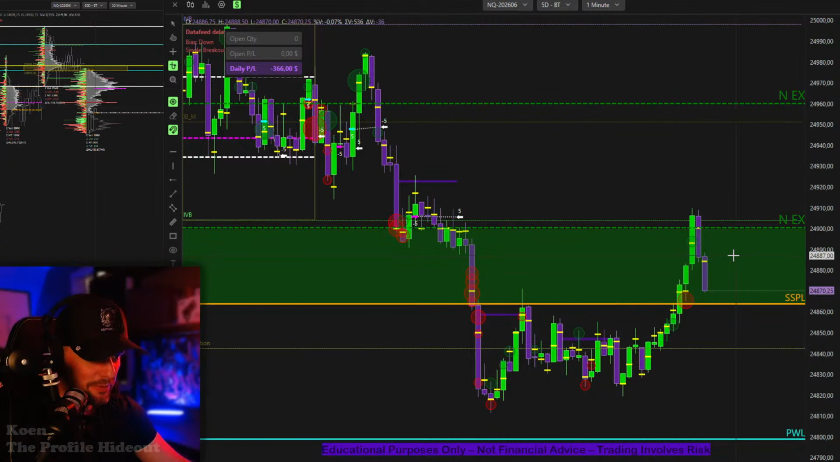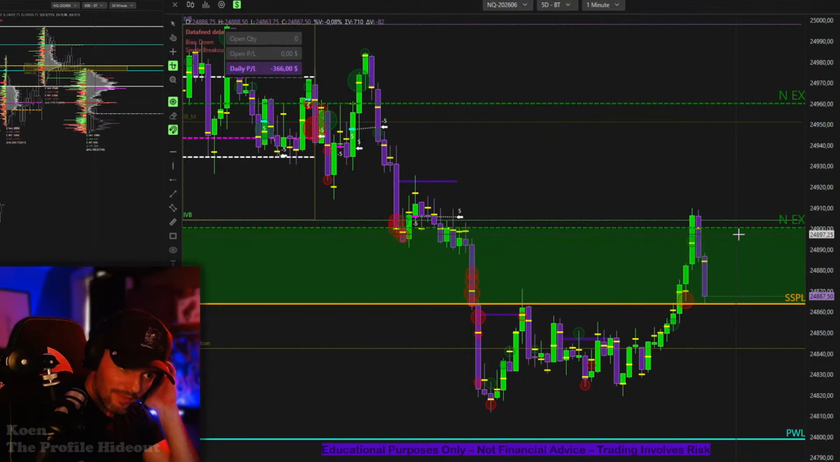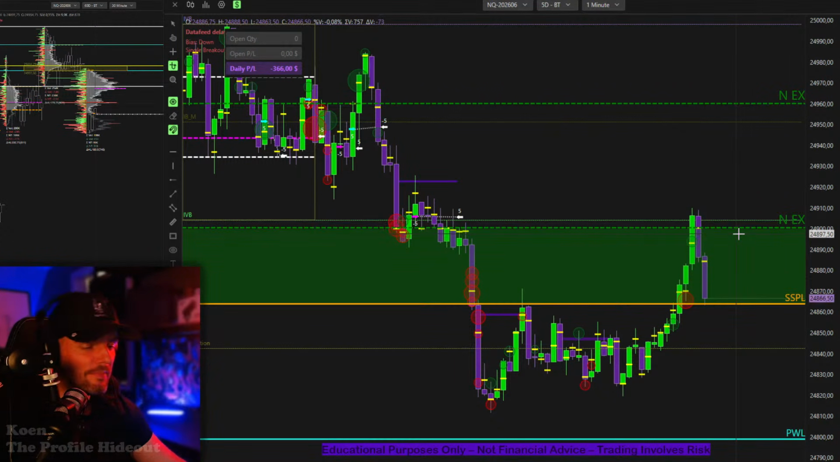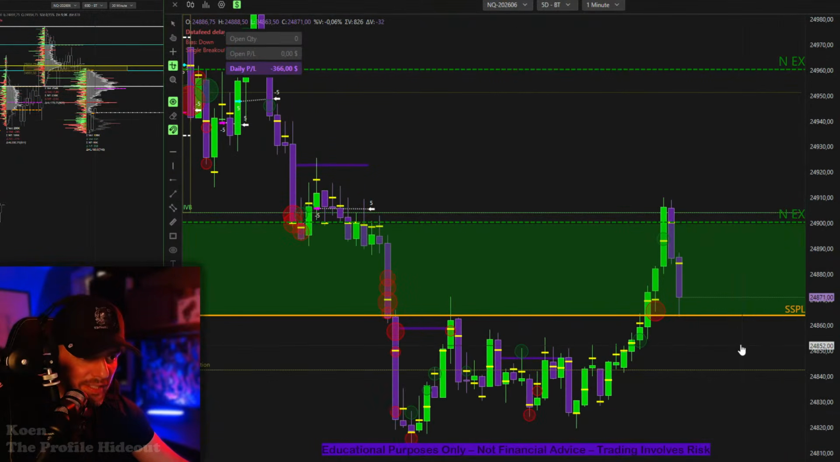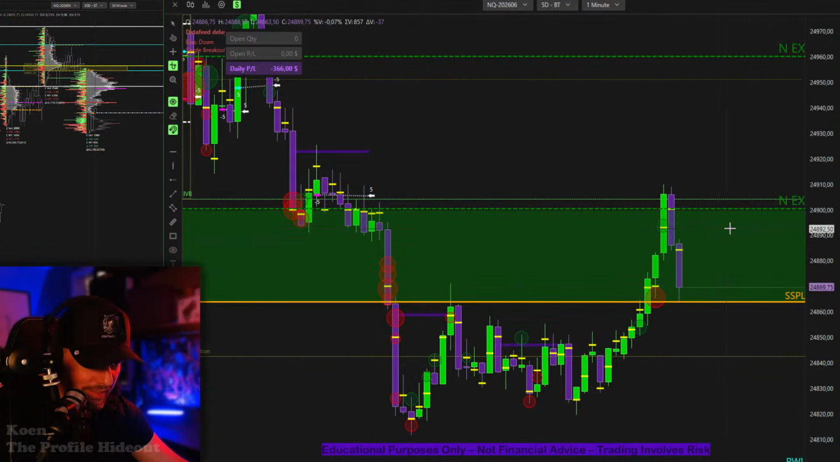Could have punched it aggressively at the 80, 90s here. She's definitely not giving the structure to short against, but she's definitely going down too.